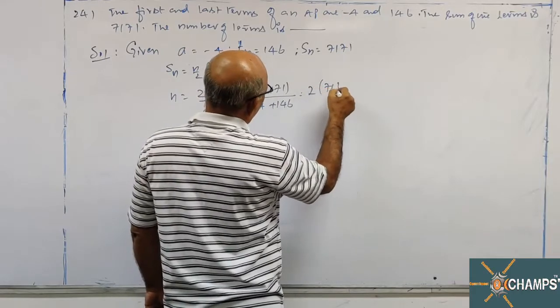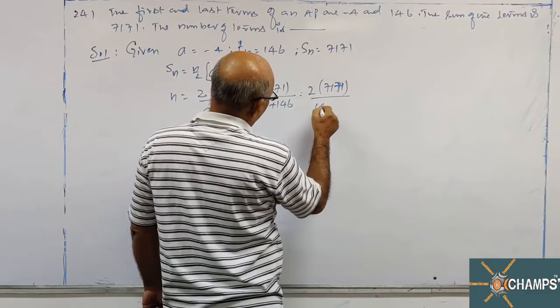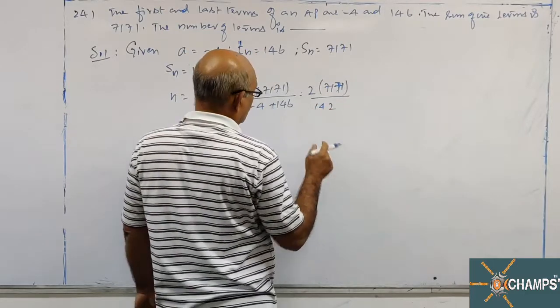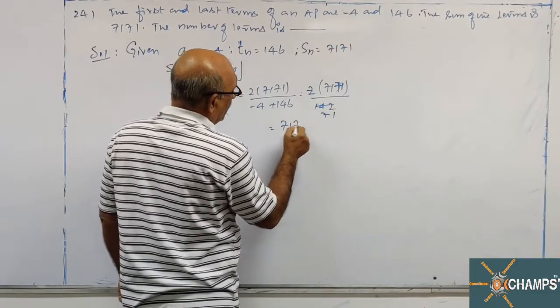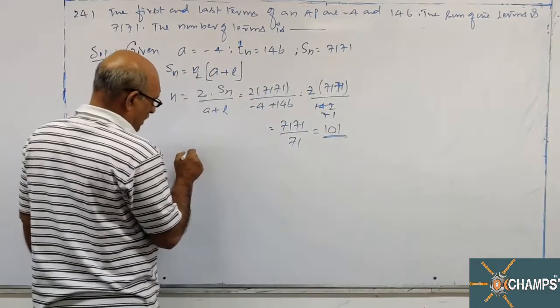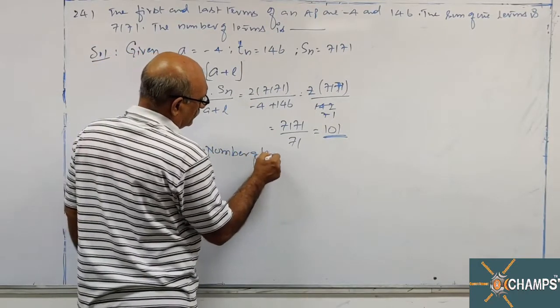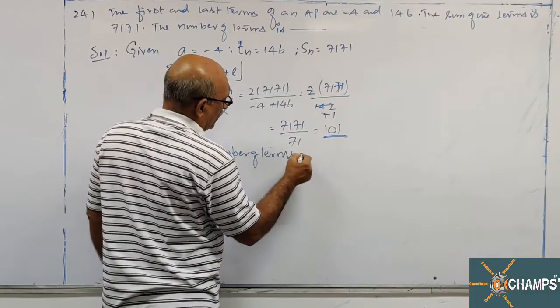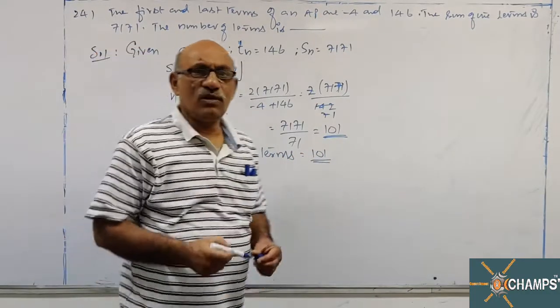2 into 7171 divided by 142. 2 will go 71 times. 7171 divided by 71 is 101. Therefore, the number of terms is equal to 100.